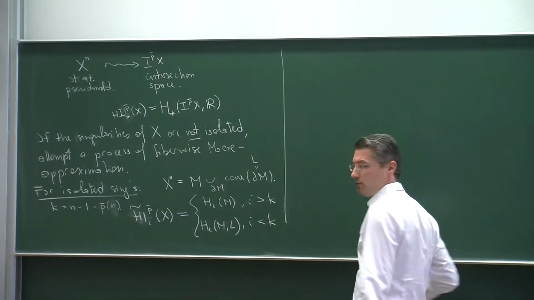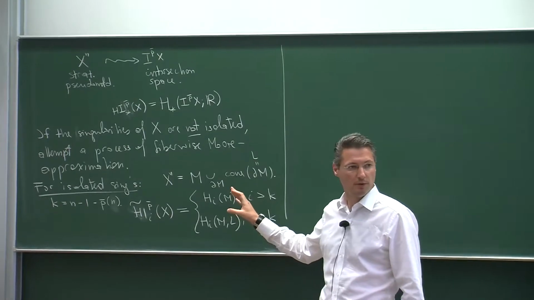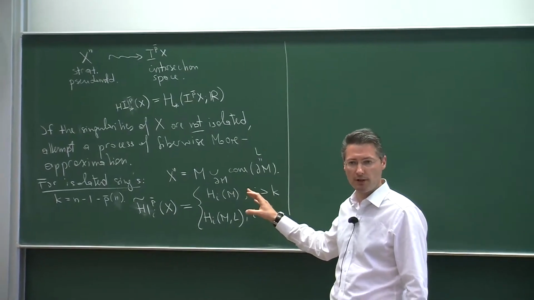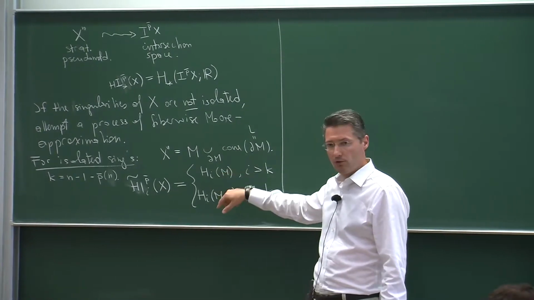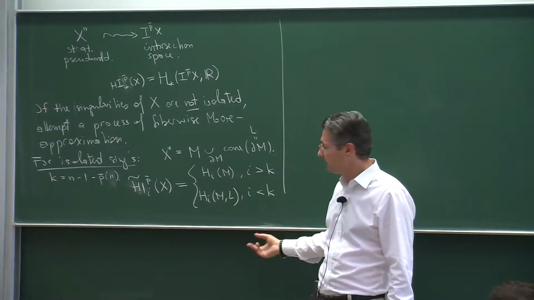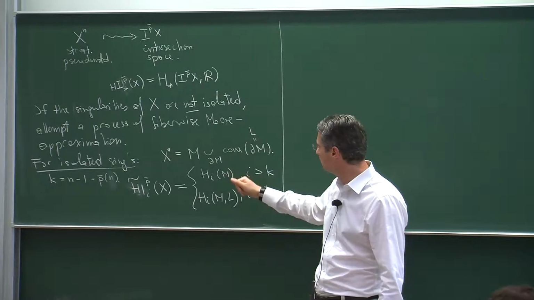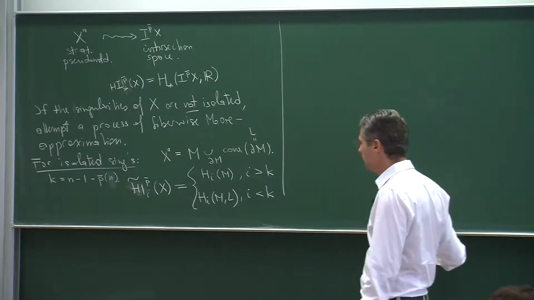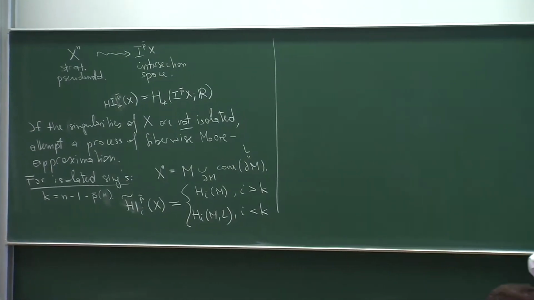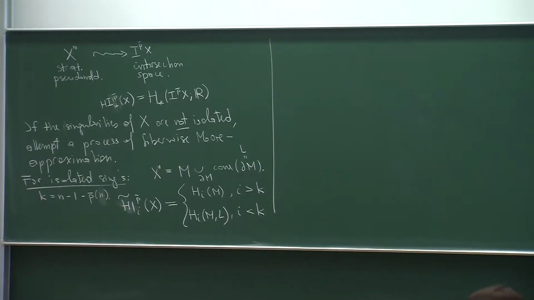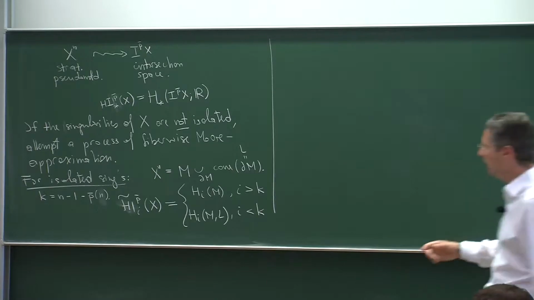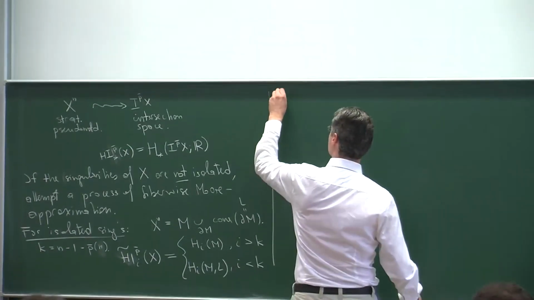So notice it's reversed. If you remember the result that we had earlier this week for intersection homology, the absolute homology was in low degrees and the relative in high degrees. And now one can show that it gets reversed. But perhaps that's not so interesting. What's really interesting is what happens in the cutoff degree itself. So what happens when i is equal to k?